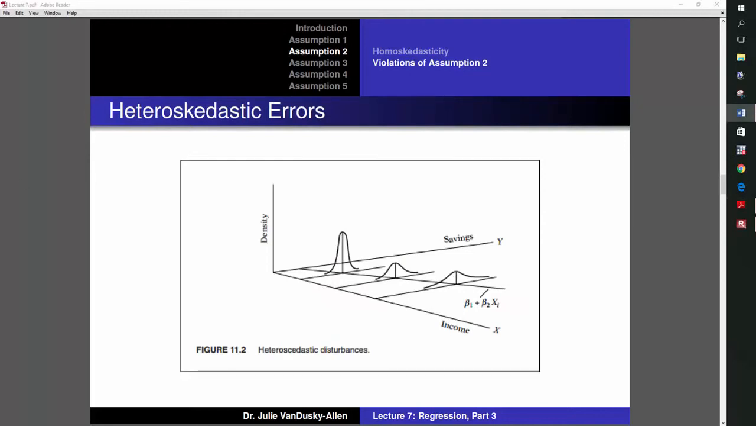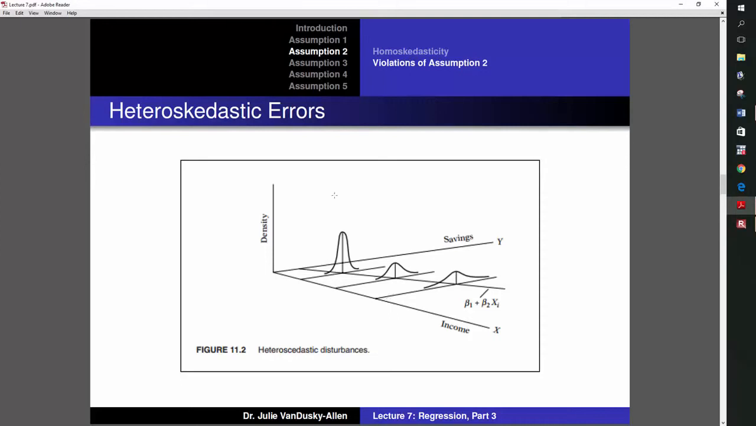This picture illustrates a model that is heteroskedastic. In this model, savings is the dependent variable and income is the independent variable. These lines here represent different values of income. And these curves represent the distribution of the errors for observations at these different levels of income. So the regression model made predictions for observations at these different levels of income here, here, and here. And the errors are just the difference between the actual values of savings and the estimated savings from the model.